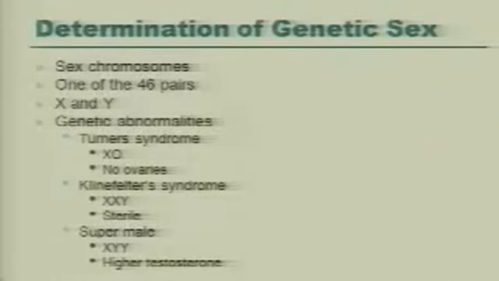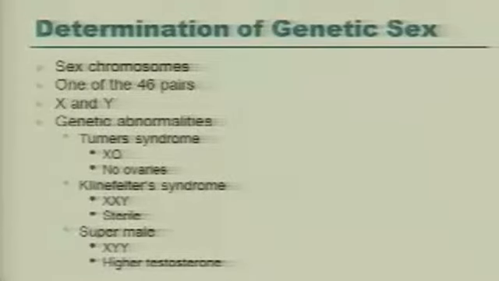You can get genetic abnormalities. Turner's syndrome is somebody that has an X chromosome and either a missing or a deformed second X chromosome. So these are females, okay? They have no ovaries, so they're not fertile. They tend to have short stature. They tend to be a little bit intellectually delayed, and they have a webbed neck. So it looks like they have a little webbed neck, okay?